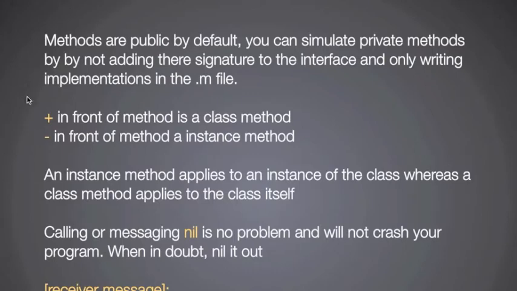We've discussed before, I think, that if you put a plus in front of a method, it signifies this is a class method, and a minus sign in front of a method signature represents it being an instance method. An instance method applies to an instance of a class, whereas a class method only applies to the class itself.